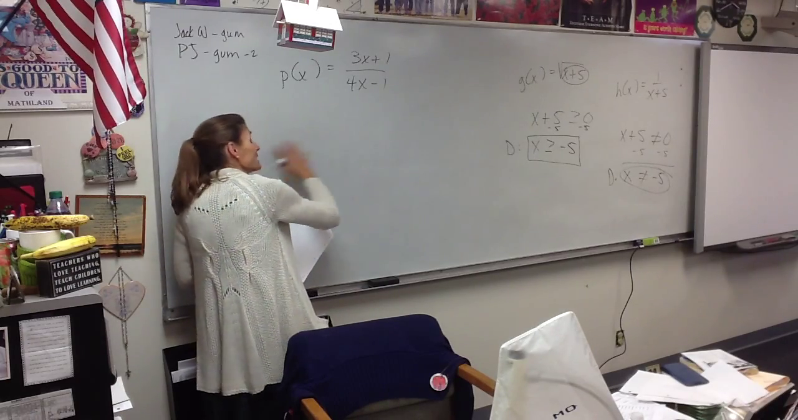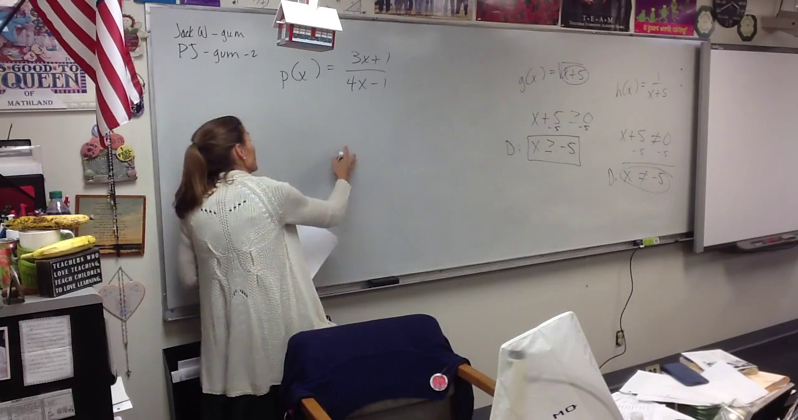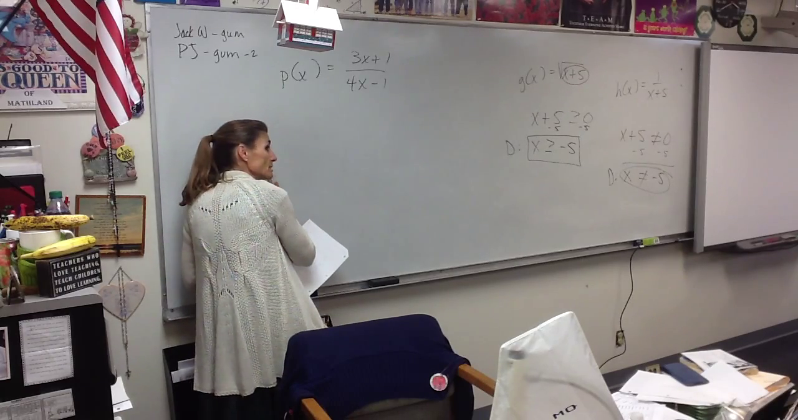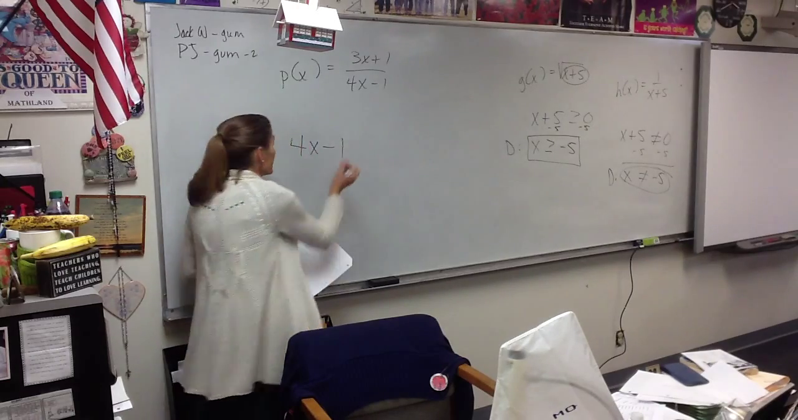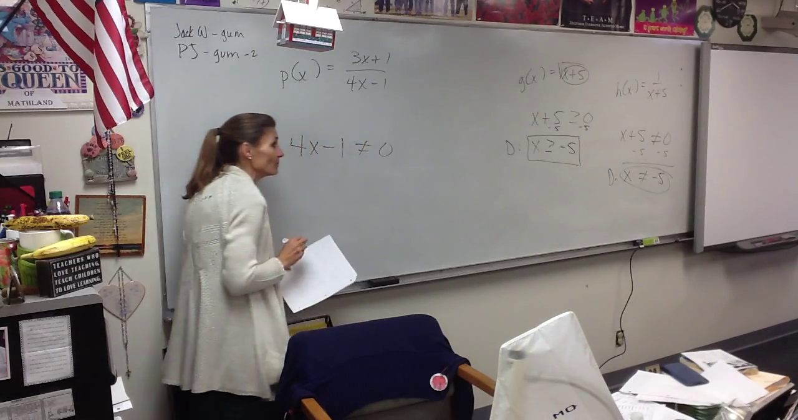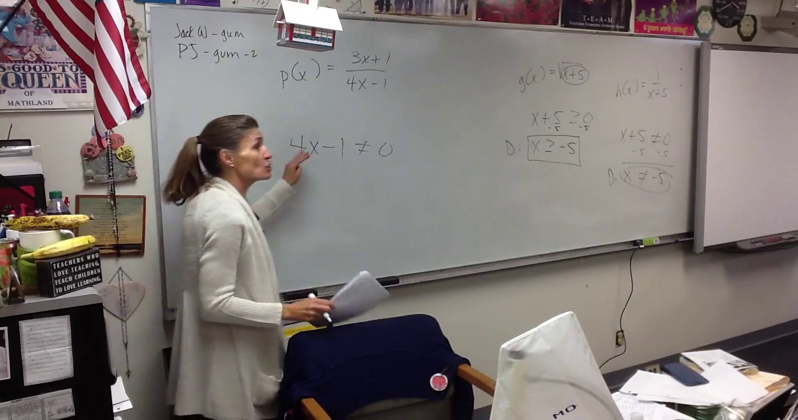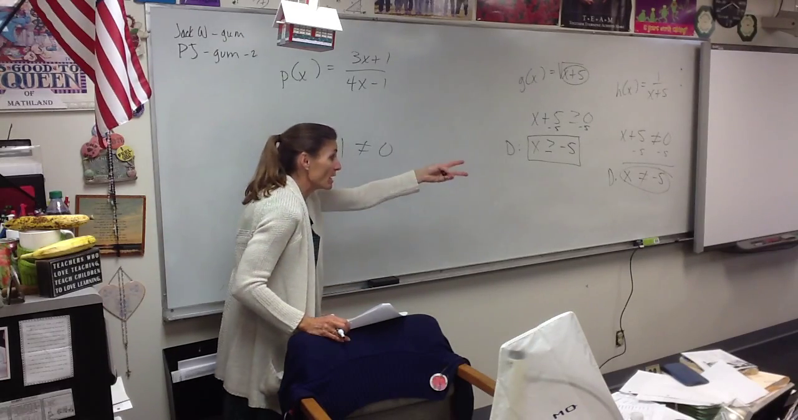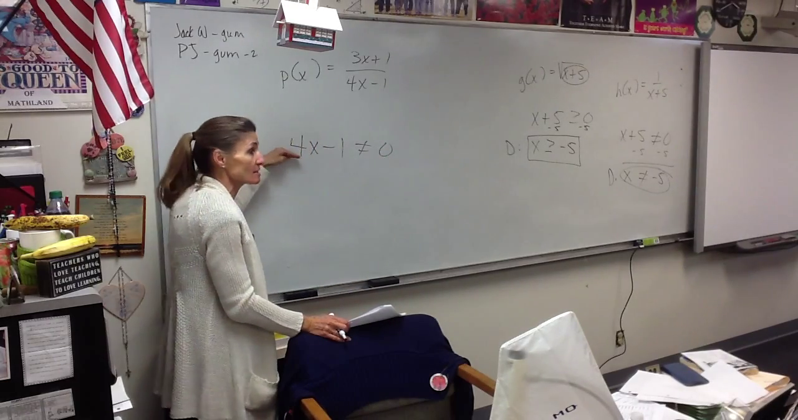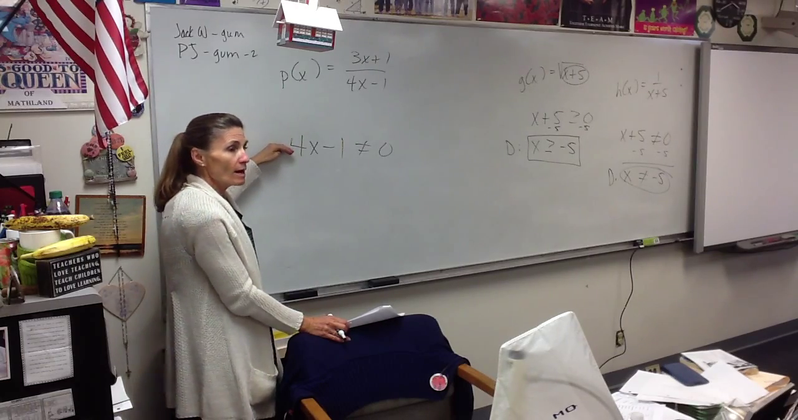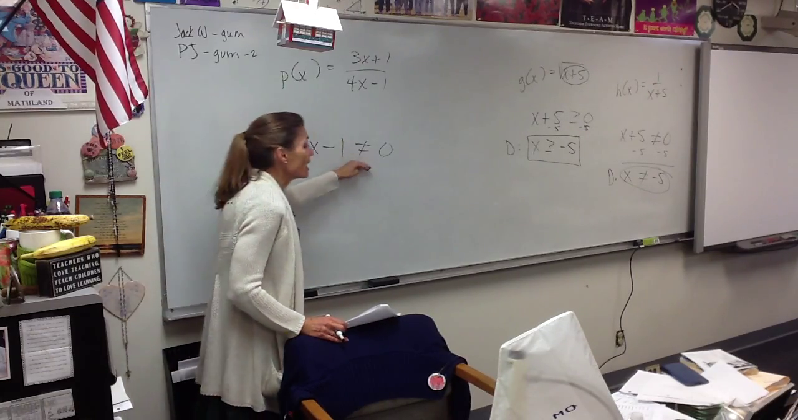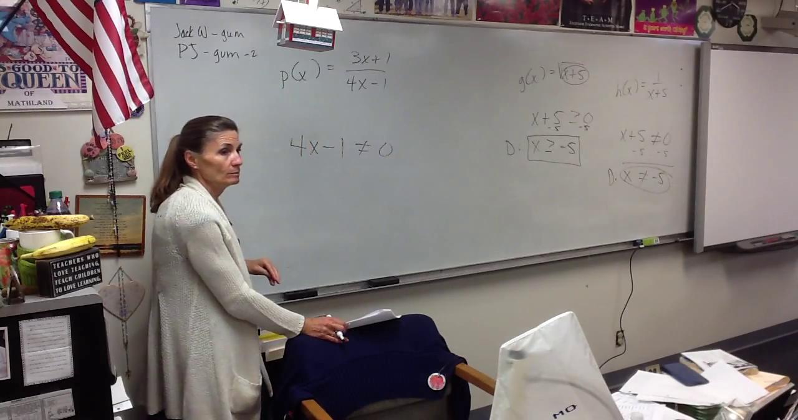Let's go back to the beginning. That's ultimately what's going to happen, yes. But let's go back to the beginning. The rule says whatever is in the denominator cannot be equal to zero. Now, Savannah, you can skip that step if you just want to go ahead and go to the answer, that's fine. But this is the foundation right here. Whatever is in the denominator cannot equal zero.